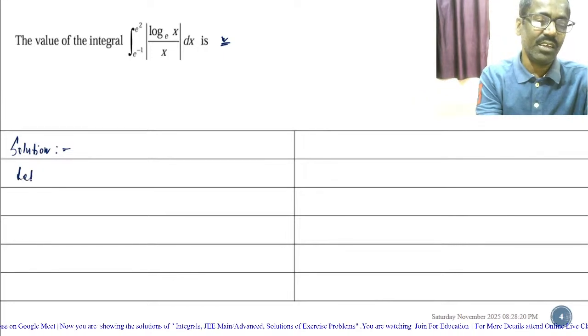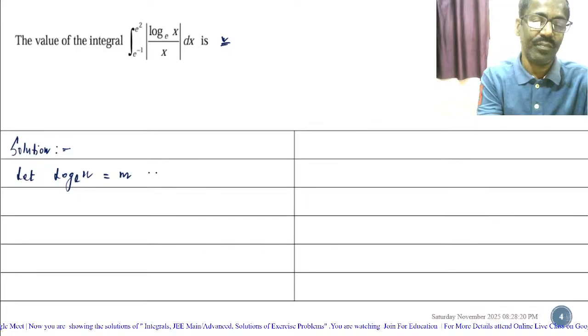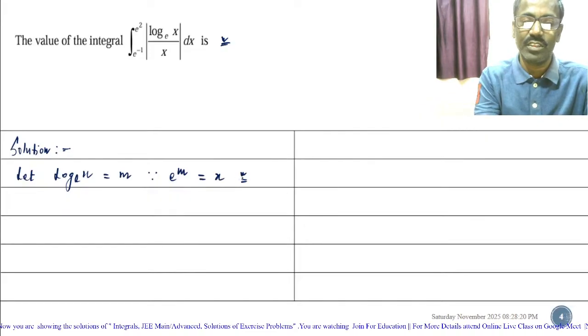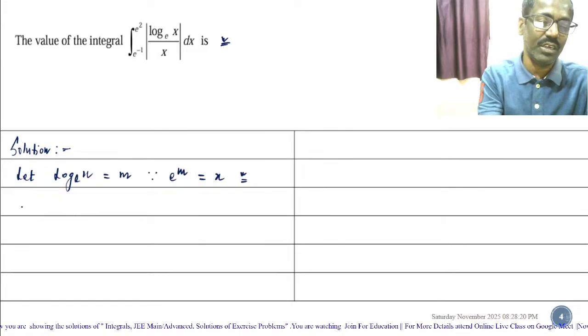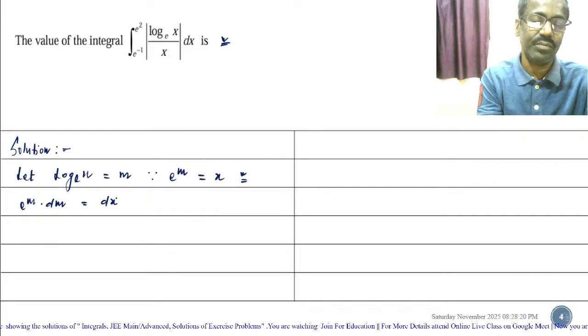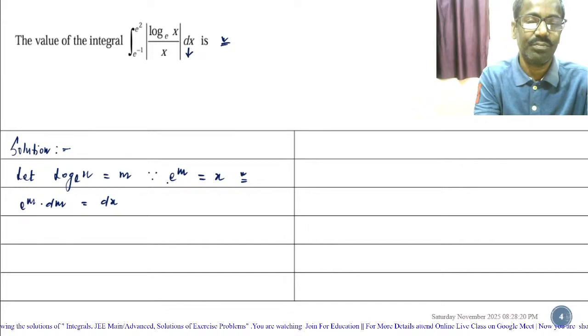Let log x at the base e equal to m. Therefore, e to the power m equal to x. Now take the derivative on both sides with respect to x, then we get e to the power m into dm equal to dx. So we have succeeded in finding the value of dx.